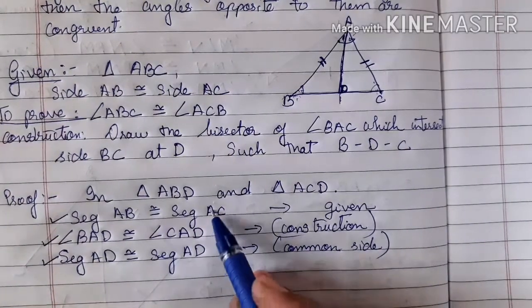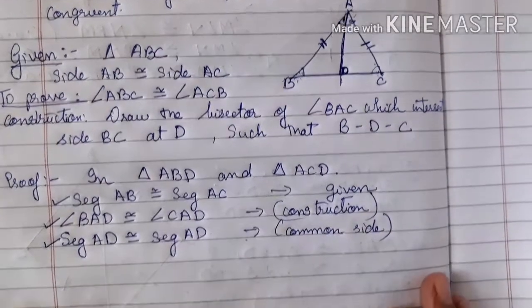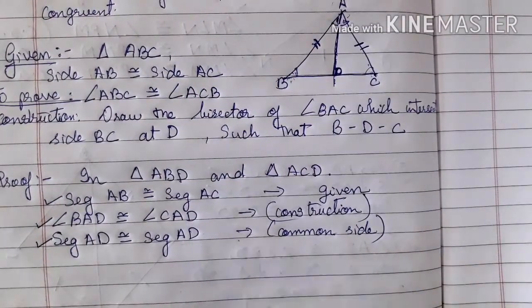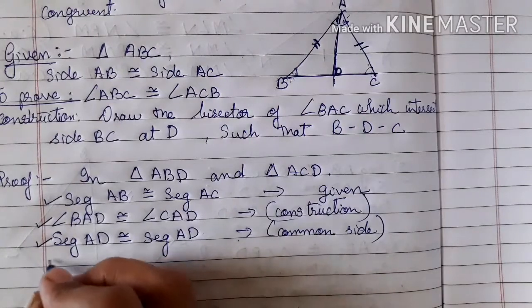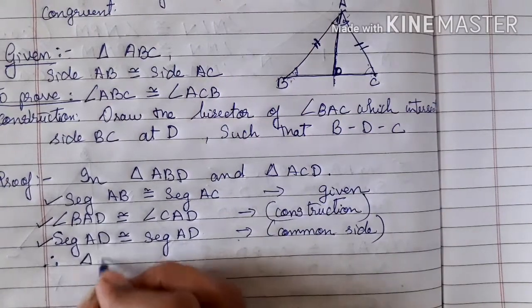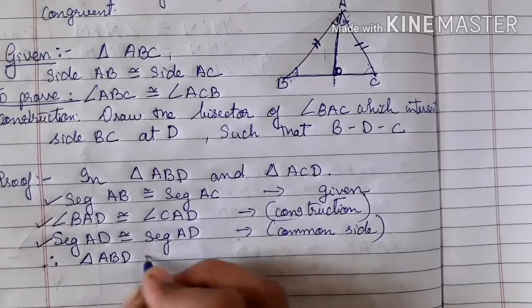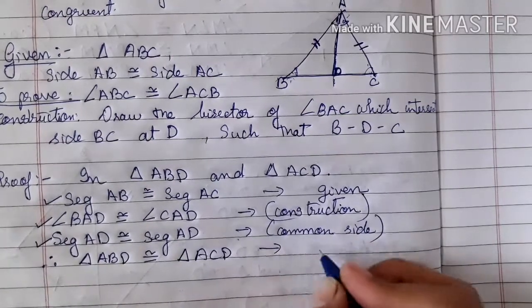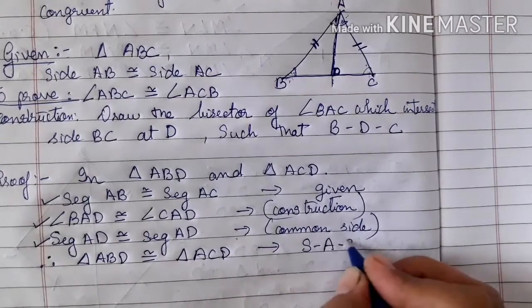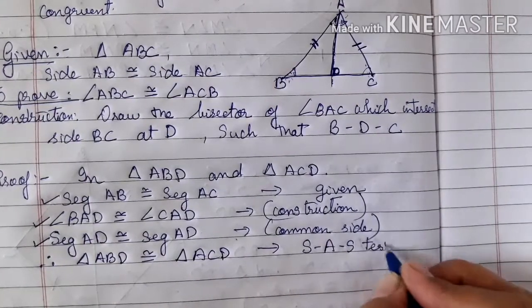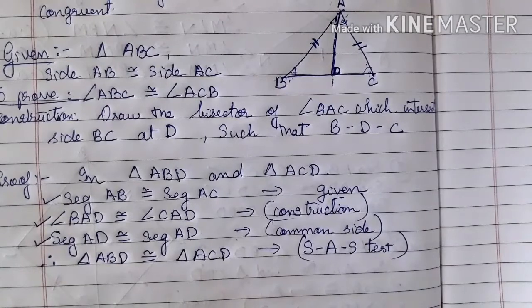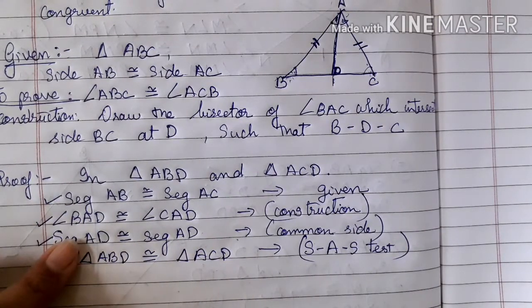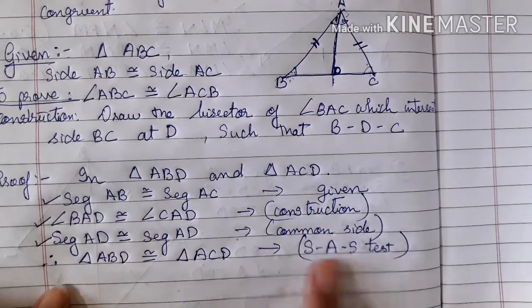Now you will see, as I said, only three reasons are necessary for finding whether any triangles are congruent or not. We have got three reasons. So from these reasons we can say, therefore, triangle ABD is congruent to triangle ACD by which test? SAS test. One side, one angle, and again one side. SAS test. Got it till here?